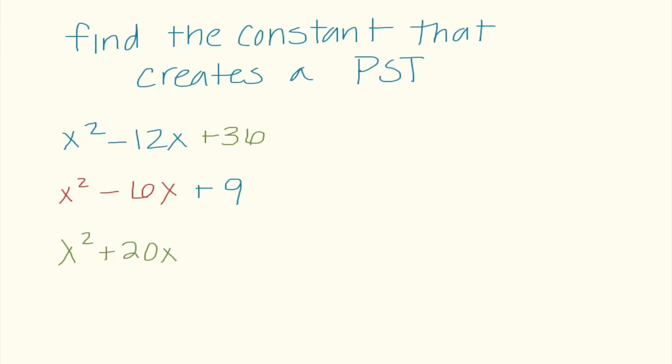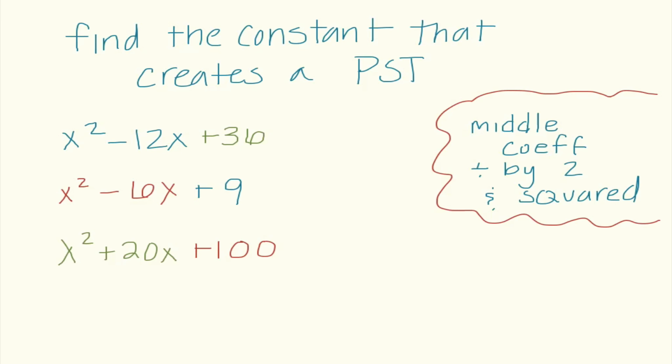Let's go through one more and figure out how we're getting this. If we have x squared plus 20x, what number should we put? And I'm going to put plus 100. Some of you are probably with me and some of you may be a little confused, but what we're actually doing is taking the middle coefficient, dividing it by 2 and squaring it.